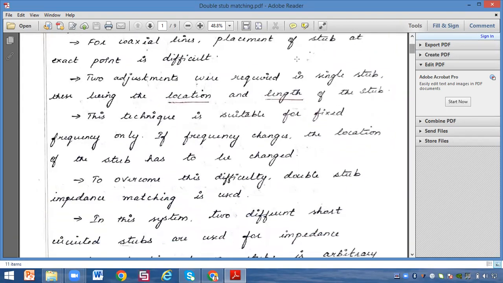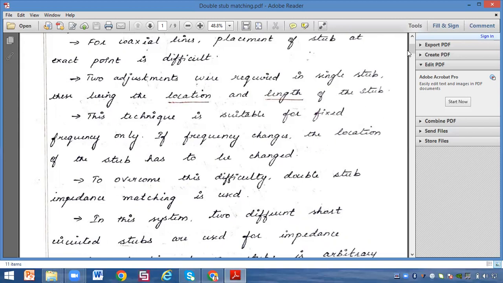Coming to the third point, two adjustments are required in a single stub: the location, that is the position of the stub, and also the length of the stub. So we have to make two adjustments in single stub matching. Coming to the fourth point, this technique is suitable for a fixed frequency only. If the frequency changes, the location of the stub has to be changed. So for a different frequency, we have to change the position as well as the length of the stub.